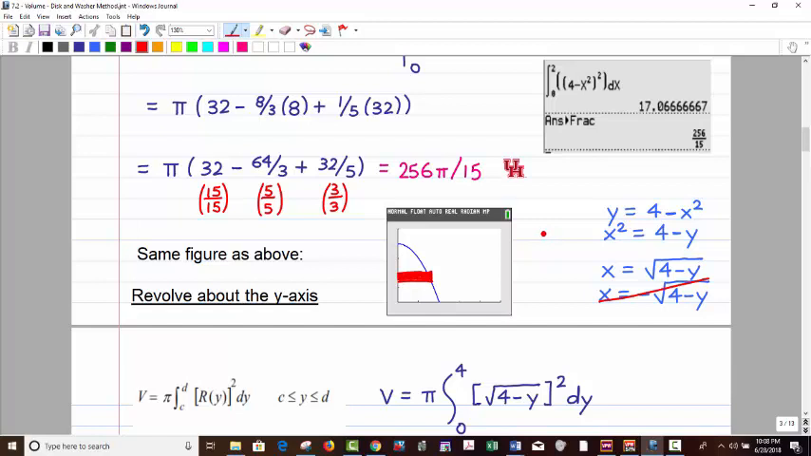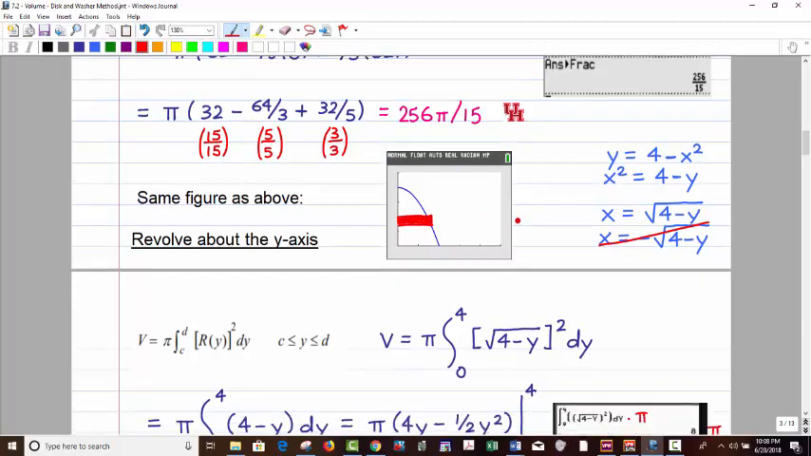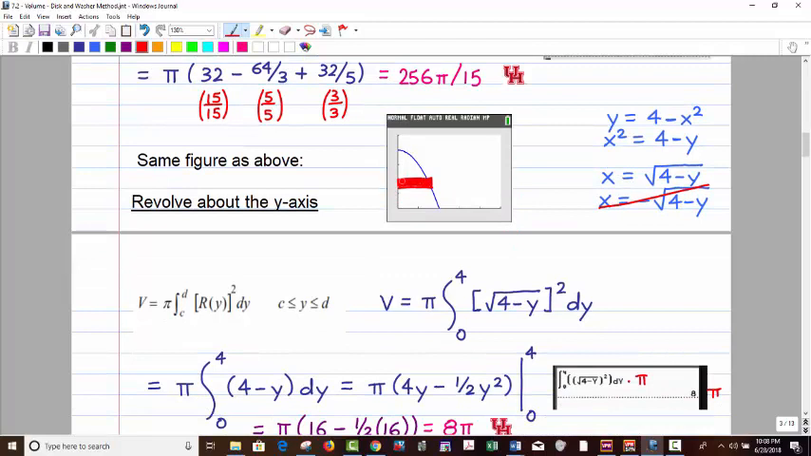Now we're going to take the same graph, which I just put here. It's the same one up there, y equals 4 minus x squared. I'm going to revolve it around the y-axis this time. I just drew that little bar to show you that's the way they do it. But like I said, the fact that it tells you the y-axis is good enough.